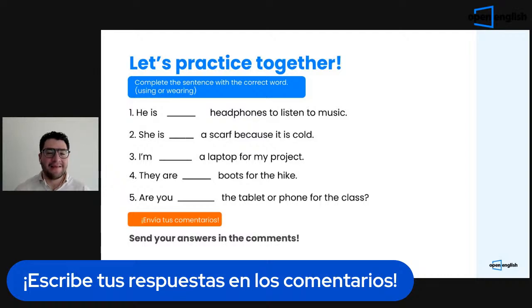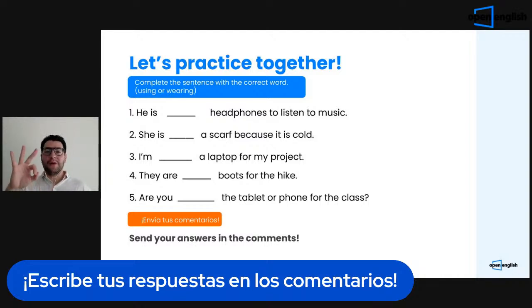All right, excellent. What about number 2? She is a scarf because it's cold. All right, number 2, we have Annie says wearing. She is wearing a scarf because it is cold. Great. Yes, number 2 is an accessory. So wearing is correct. All right. Thank you, Ivan. Wearing is number 2. Yes. Juan, wearing, correct too.